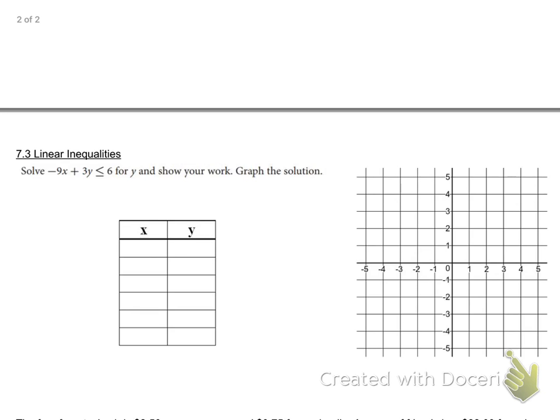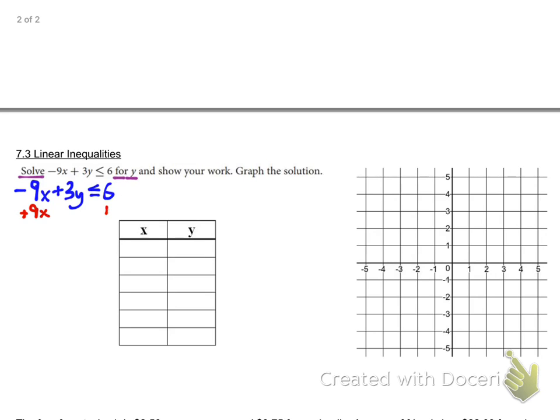Alright, so for this next one, 7.3, linear inequalities, I'm going to solve negative 9x plus 3y is less than or equal to 6 for y and show my work. Now, unless I ask you to solve for y, you don't necessarily have to. Another way to graph this, we could plug in 0 for x and then 0 for y, but this problem did ask us to solve for y, so we need to get y by itself.